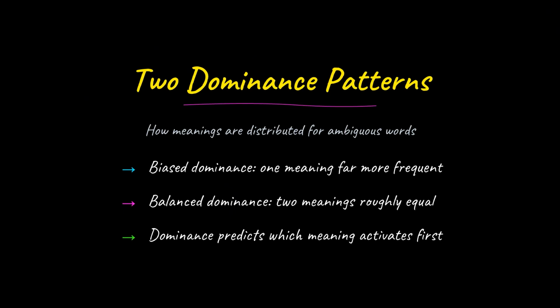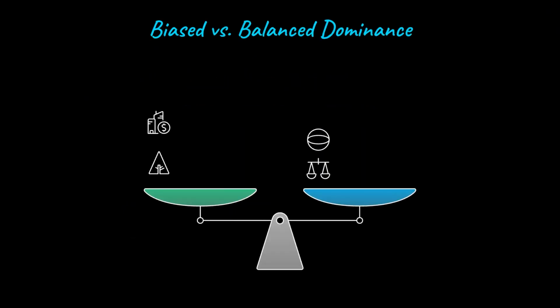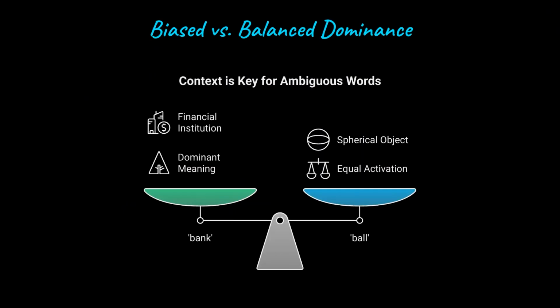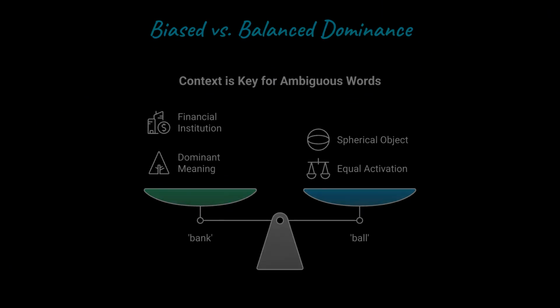In the mental lexicon, the dominant meaning of a biased word has a higher resting activation level. When bank is read with no disambiguating context, the financial meaning surges past the recognition threshold first. For ball, both meanings remain active simultaneously, and the reader waits for further context to resolve the competition.